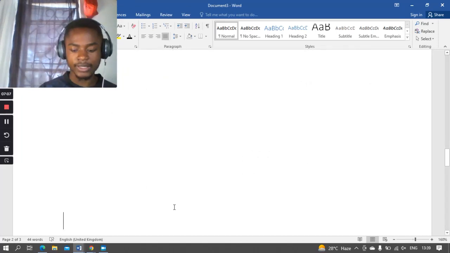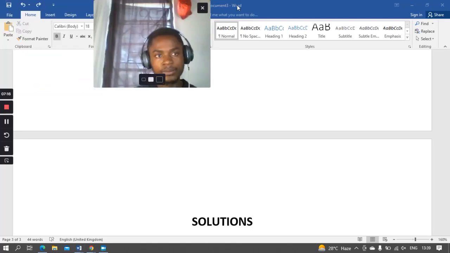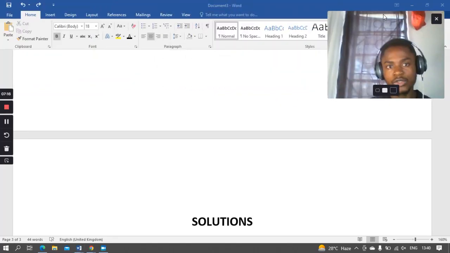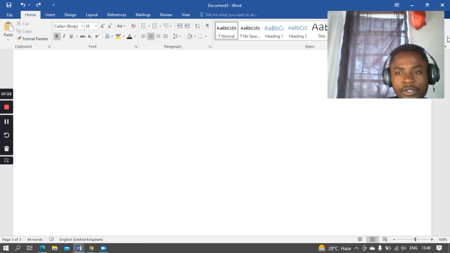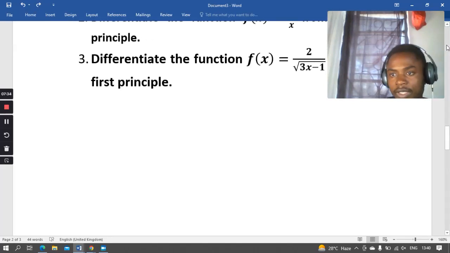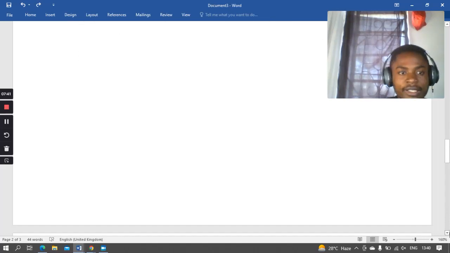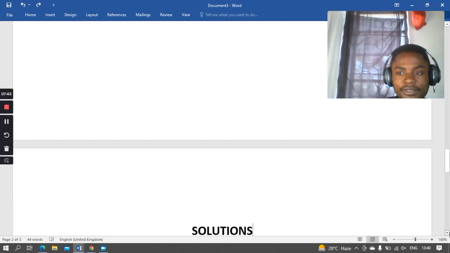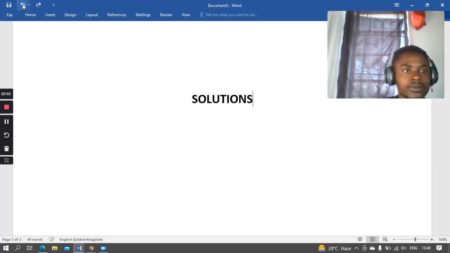Solution. Solution, there we have it. Okay, so please make sure that you follow up the lesson. I'll start with the first one, which I'm going to solve using the first principle. So make sure that you ask questions where you are not clear, and not where you are clear. Some of you might ask questions where you are clear. Okay, let me just scroll down to avoid some problems.